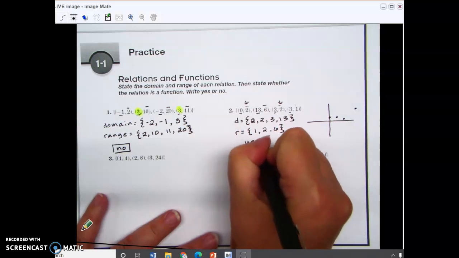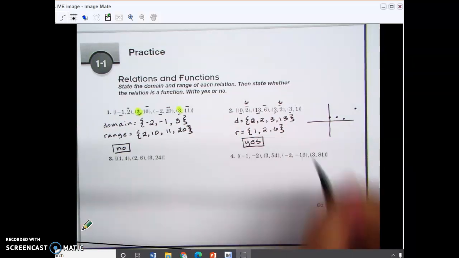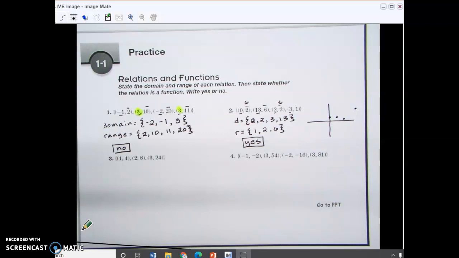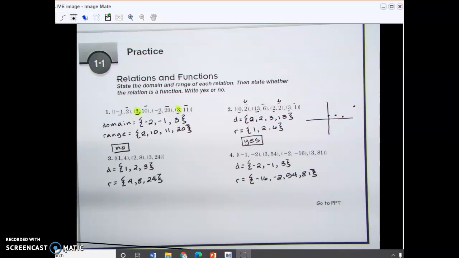So the answer to the last question is yes, it is a function. So with this, I want you to pause the video. I want you to copy down the next two questions, find the domain, find the range, and determine if it's a function. To save a little bit of time, I went ahead and wrote down the work for domain and range. So again, you can pause the video and double check: do you have the right numbers and do you have them in the right order?